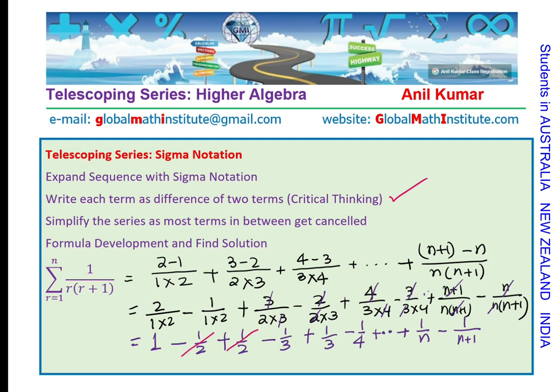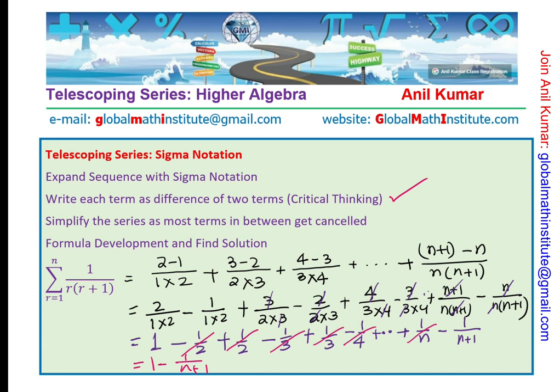Minus 2 half cancel, right? Minus half plus half. Minus 1 by 3 plus, this cancels. Do you see that? So what really happens is that the only terms left are the first and the last term. So we get our formula, which is definitely equal to 1 minus 1 over n plus 1. Do you see that? So now we have a formula.